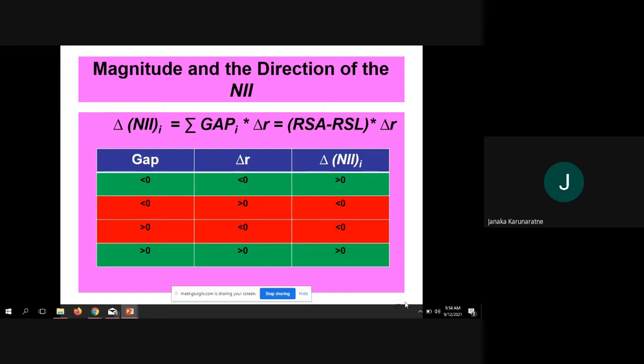Okay. So we can think of 4 possible scenarios, and then we can think of the income impact on the net interest income. Right? Okay, so let's move on. The first row: gap is less than 0. What do you mean by gap is less than 0?